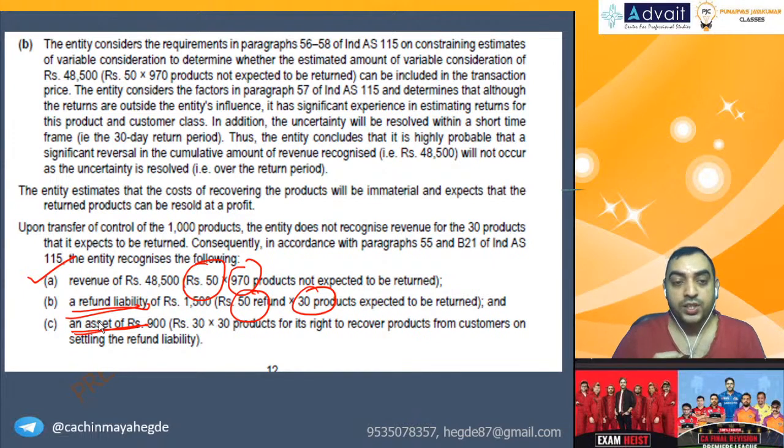So 3 points you have to mention: revenue, how much, to the extent of units sold; an advance or refund liability to the extent of units likely to be returned; and show it as inventory for those units, because they are likely to be returned, meaning it is not sales, it is unsold goods, part of your closing stock.